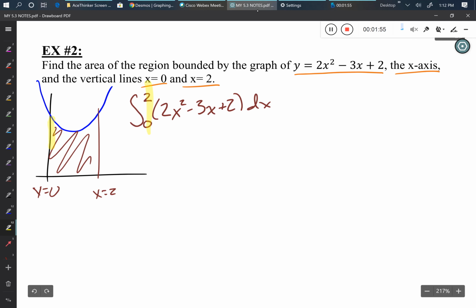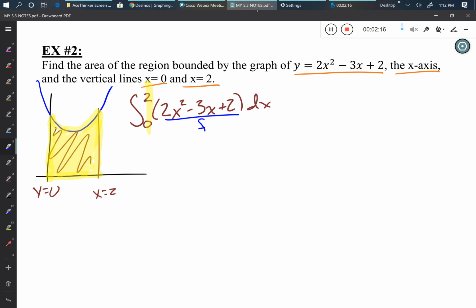It's a definite integral because we're finding the area bounded by the curve and the x-axis. Lower limit of 0 for one of my vertical lines, upper limit of 2 for the other vertical line, bounded by the x-axis and the curve. So it's this piece of area right in here, and I'm going to find it by doing a definite integral. This is my little f. I need to find the big F, an antiderivative of that.